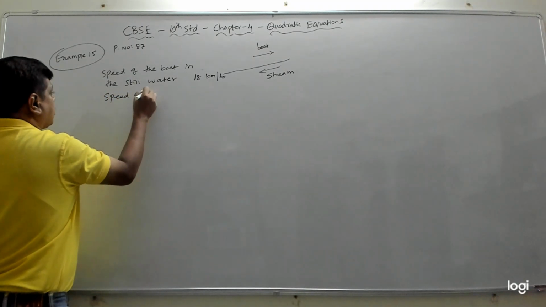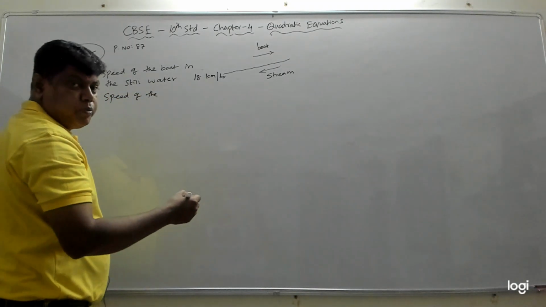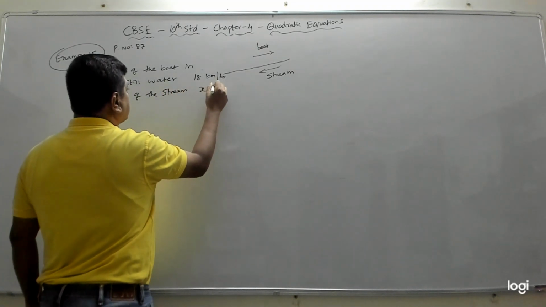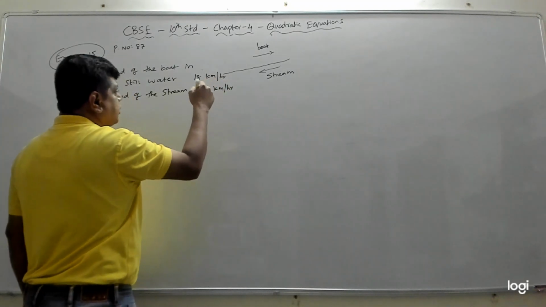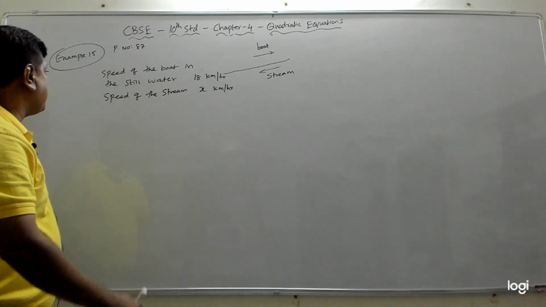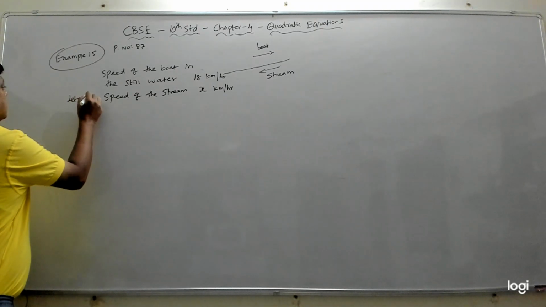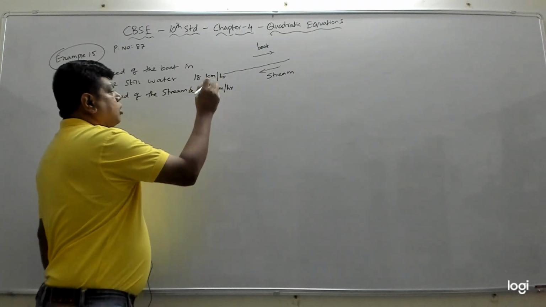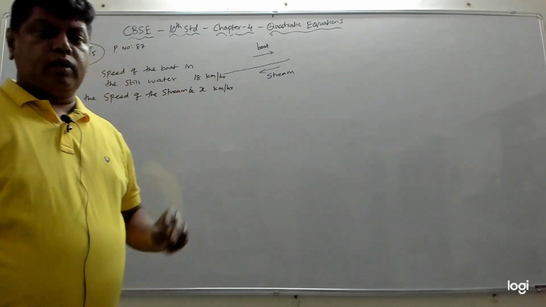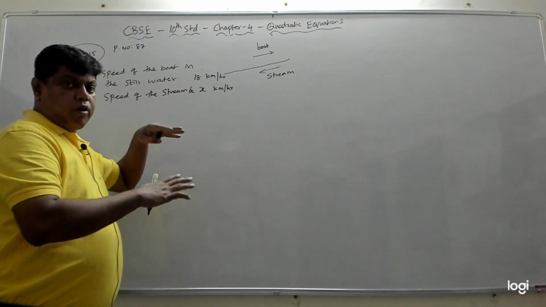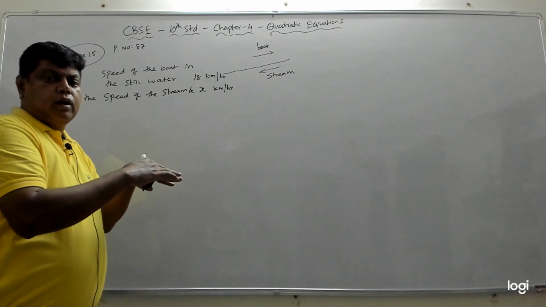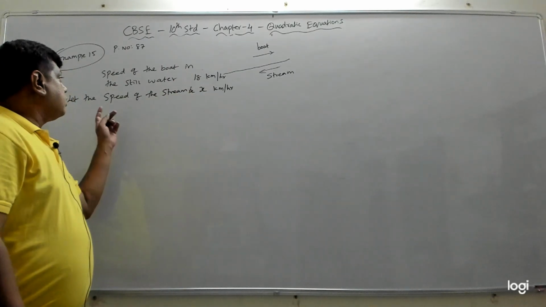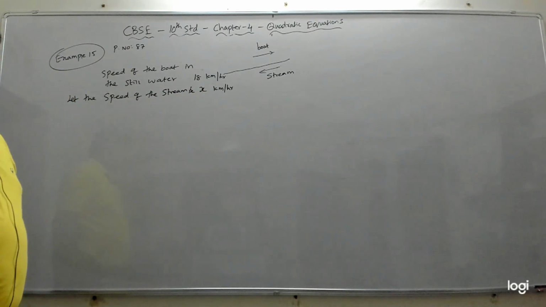Now what is the speed of the stream? Speed of the stream is not given, that we need to find. Speed of the stream is x kilometer per hour, because that is not given. You have to find the speed of the stream. Let the speed of the stream be x kilometer per hour. Speed of the boat is the speed of the boat in still water. If the water is stagnant, not flowing, what is the speed of the boat? That is 18 kilometer per hour. The speed of the stream is x kilometer per hour.